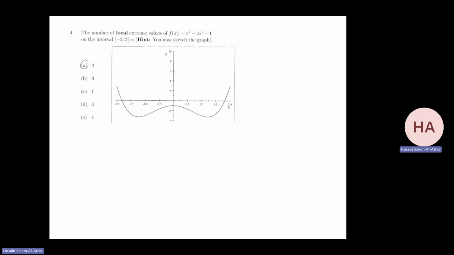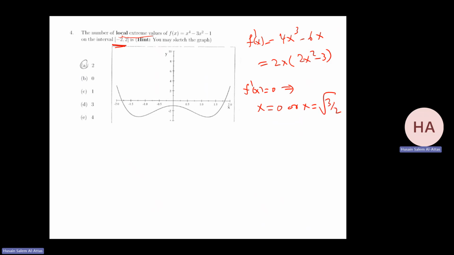This is a tricky one. He wants the number of local extreme values. Yeah, I have f prime. This is the interval I'm working with. 4x cubed minus 6x. So that will be 2x times 2x squared minus 3. So f prime equals 0. So I have x equals 0 or x equal plus or minus square root 3 over 2.